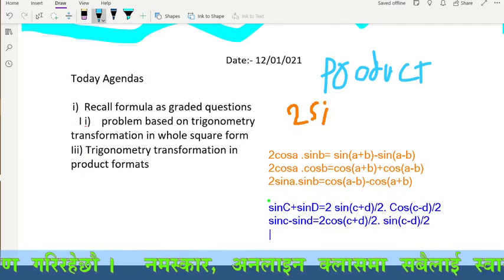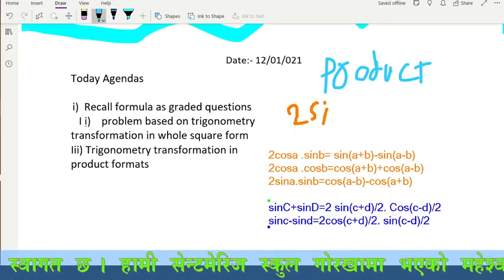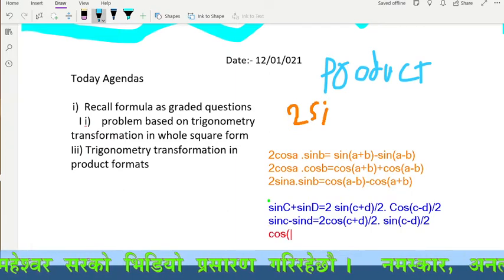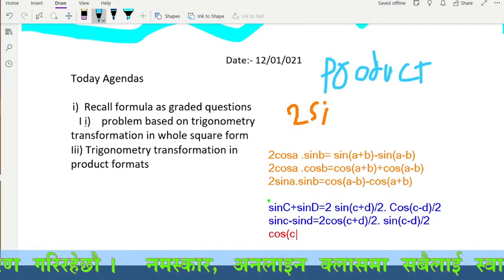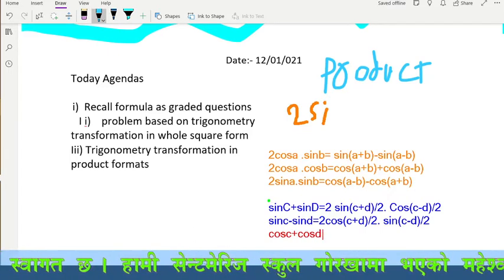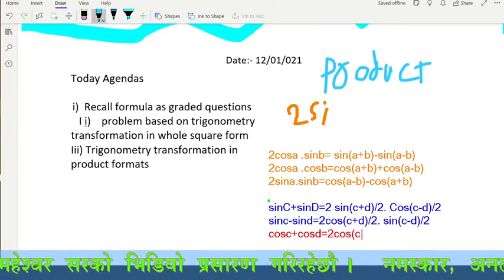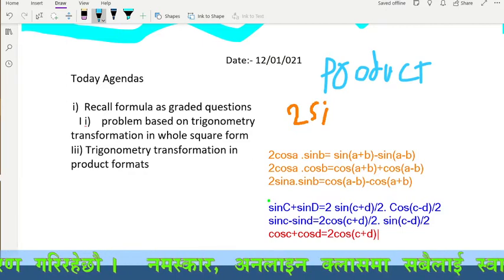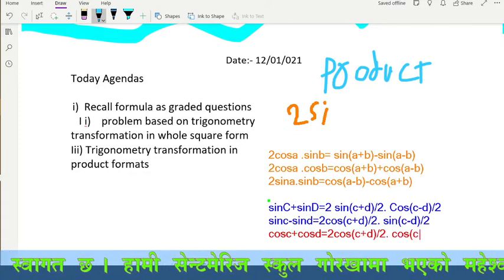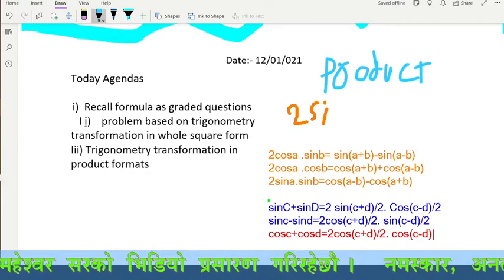Same way, 2 formulas we have in cos format. So in cos format, cos C plus cos D, we have read as 2 times cos C plus D by 2 into cos C minus D by 2. You know, no talking, who is talking there?